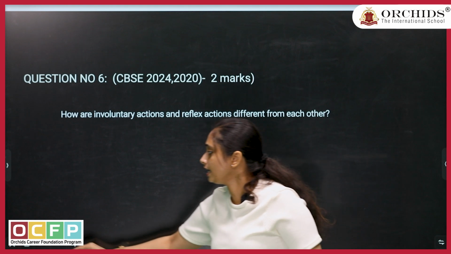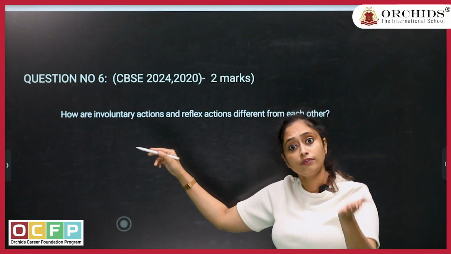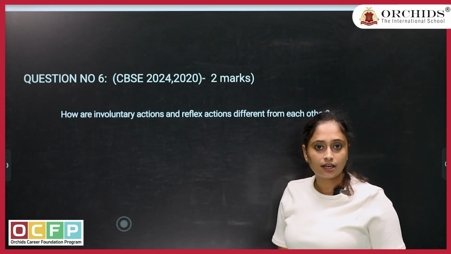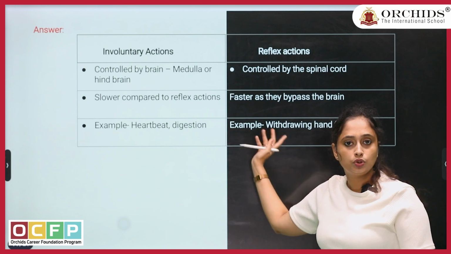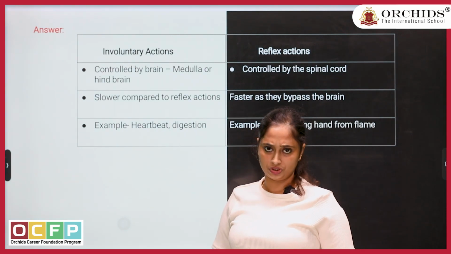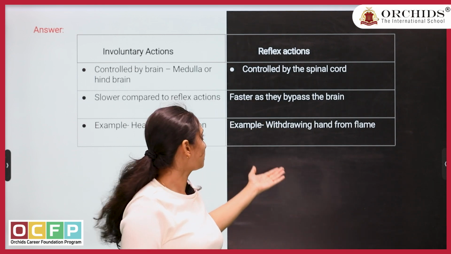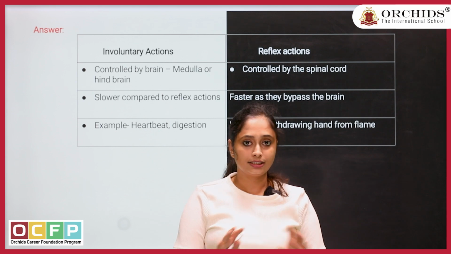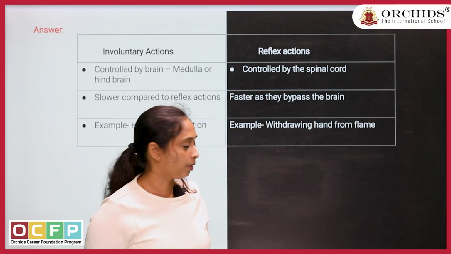Next point, if you see, one is a slower action. The actions will be very slow when we compare with the reflex action. Reflex is a very sudden or very fast action. Now, if you give any one example, it will be enough for the 2-mark question. So, this is about reflex action and involuntary action. I think you got the points about the difference between these two.